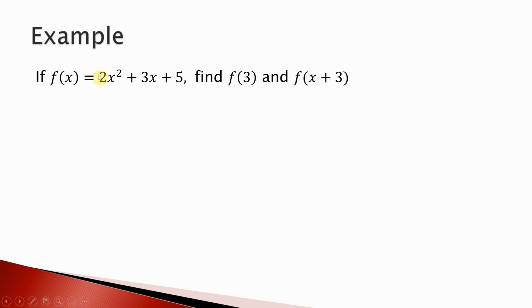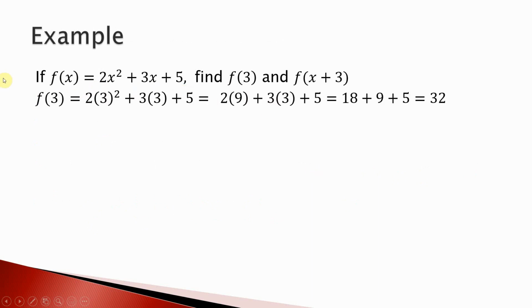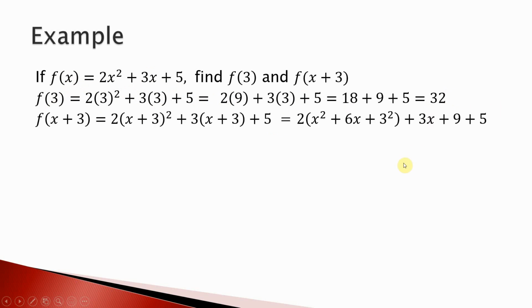So we'll look at an example. So f of x is given as 2x squared plus 3x plus 5. Find f of 3. So this is very simple. You just replace x with 3, and you have to do it for all the instances of x, and then you simplify it, then you get the answer for f of 3. What about f of x plus 3?